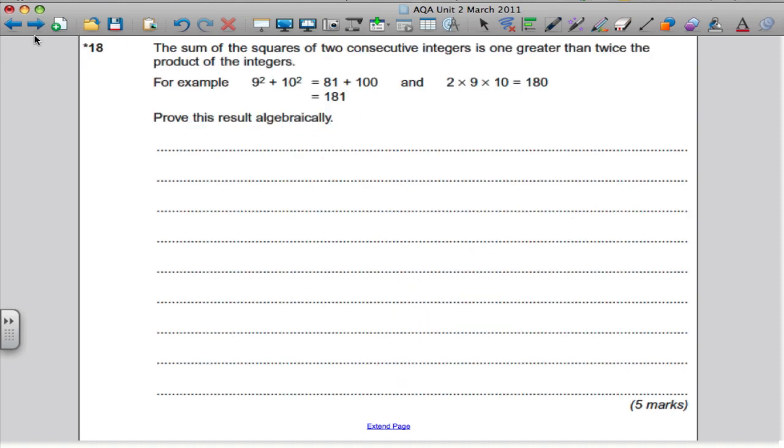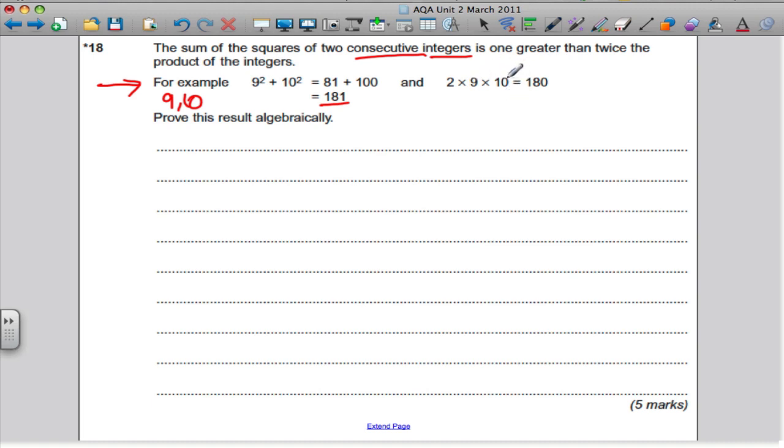Okay, question 18, the very last question here. It says the sum of the squares of two consecutive integers is 1 greater than twice the product of the integers. It gives you an example to help you. Say if you pick two consecutive integers, 9 and 10, if you square them and add, you get 181.